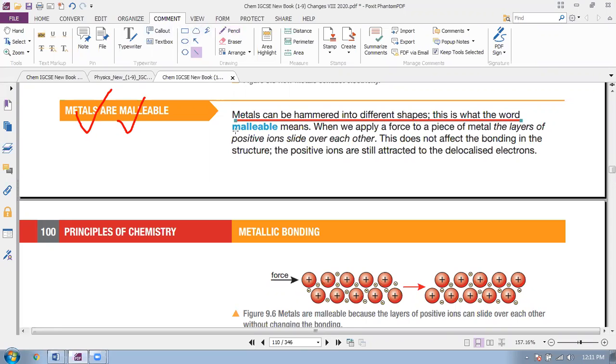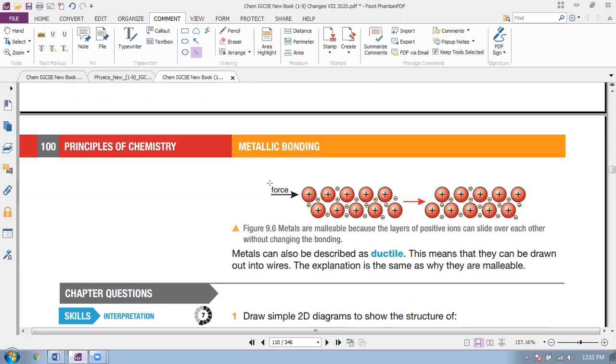This is called malleability. This property exists because any metal has layers of positive ions and the layers slide over each other. Look at what I underlined. When a force is applied, the layers slide, and what we see is that the metal is malleable. Look at this, a force is given here. This is the force.